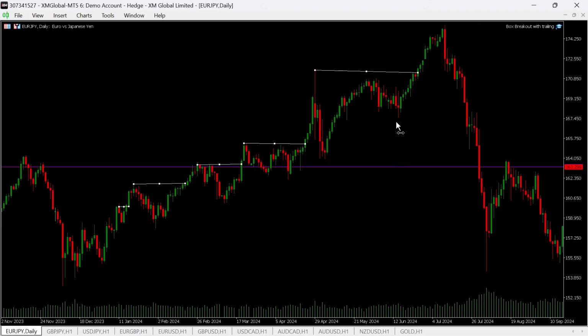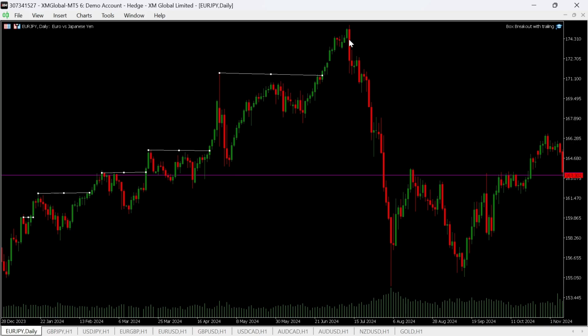And from here now, after this high being formed, we can see price dropped. This is not very clear, but I'm going to show you the break of structures here because this formed a low, and then higher low, lower low, lower high, and lower low, lower high, lower low, lower high, and another lower low.